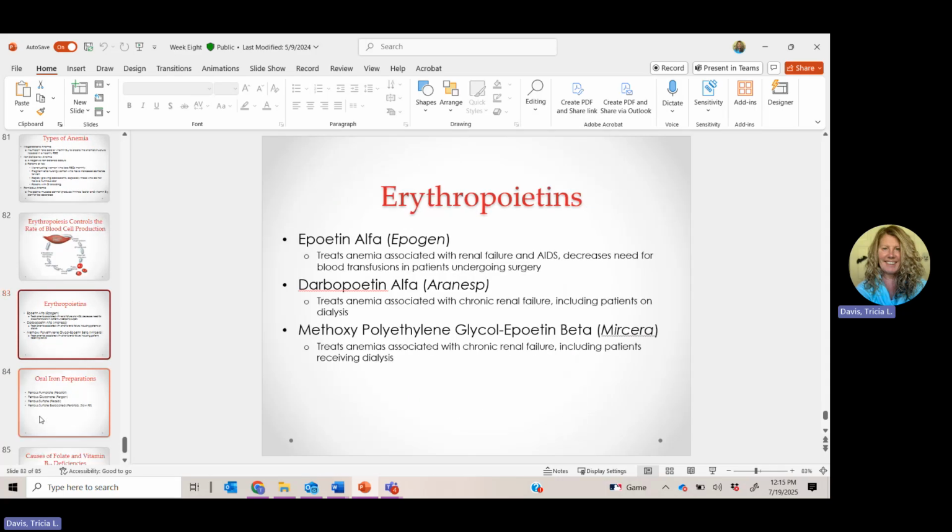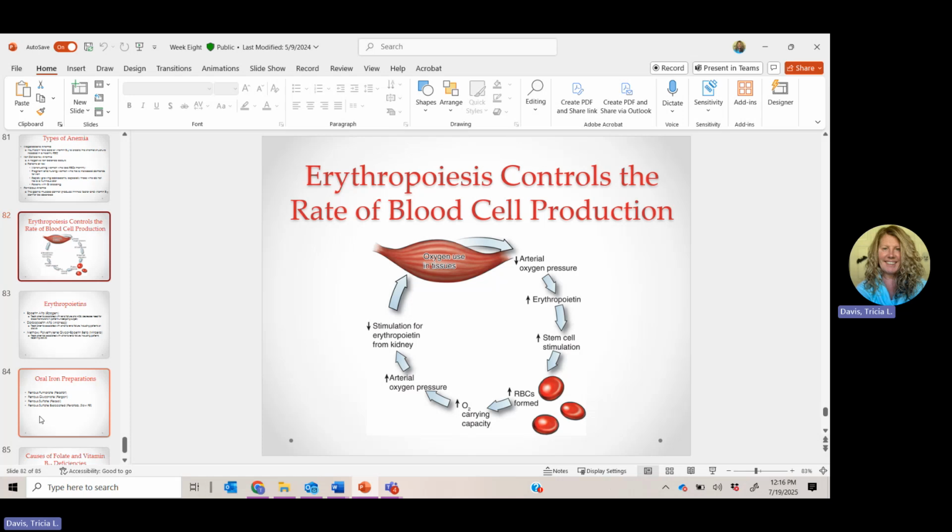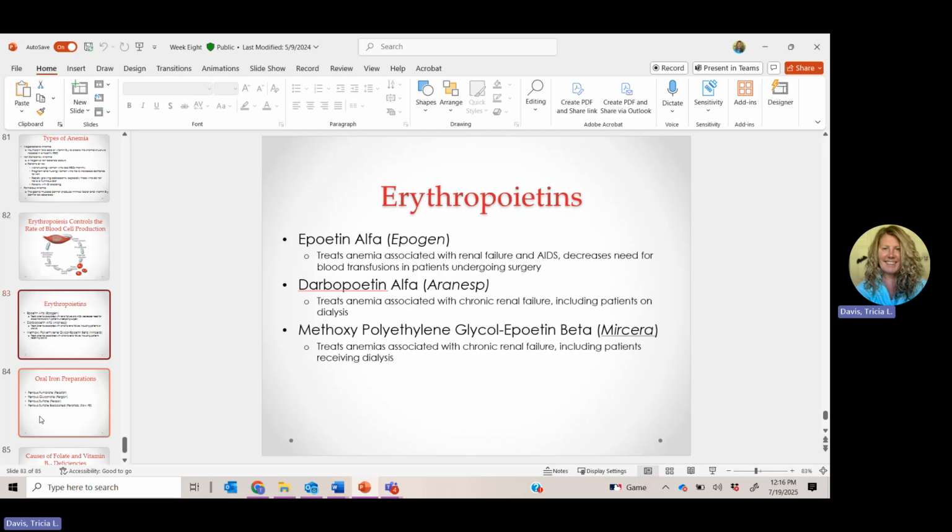So we also have medications. Remember we said that this happens in the kidneys. Some people, diabetics and people who don't treat their blood pressure, we see very commonly have issues with their kidneys. So we have to make this process happen for them because they will be anemic. Okay, so we can give them some erythropoietins.